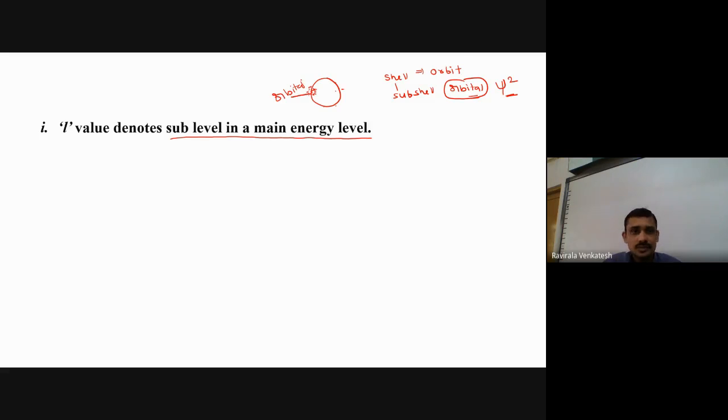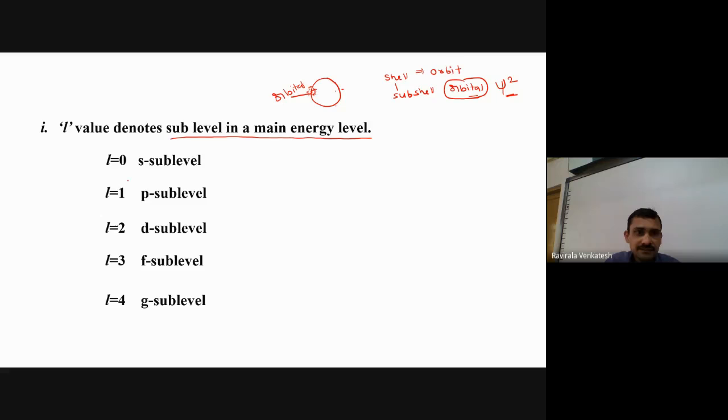Now, just now somebody asked the question, what is the use of L value? It always denotes the orbital sub-level in the main energy level. Orbitals are again further divided, which we will get in the magnetic quantum number. Now, if L is equal to 0, what is the meaning? It is the S orbital. If L is equal to 1, P orbital. If L is equal to 2, D orbital, then F orbital, G orbital.